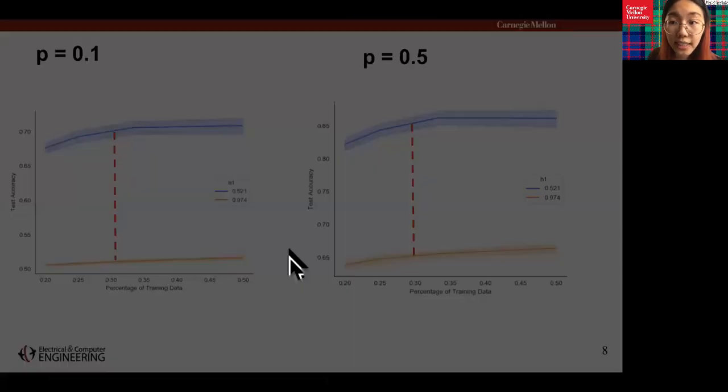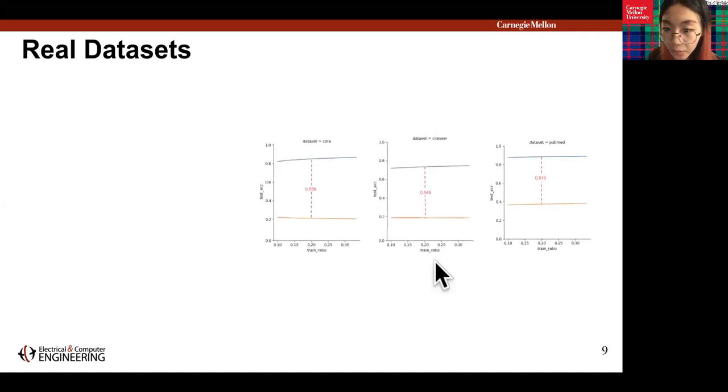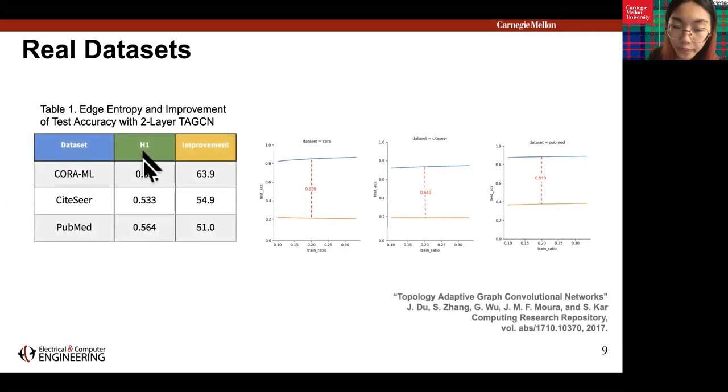We also tested edge entropy on many popular benchmark datasets. So this is the result for citation networks: Cora, CiteSeer, and PubMed. The blue line is the test accuracy when we train with the original graph structure, and the orange line is the test accuracy when we ignore the graph structure, or when we train with the identity matrix. So you can see the gap again exists here. And let's look at its edge entropy.